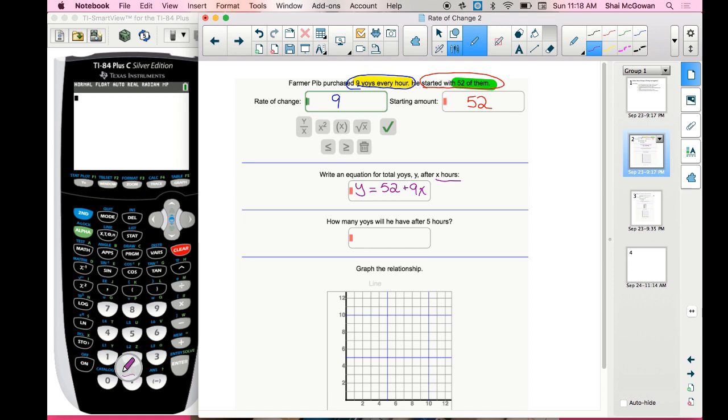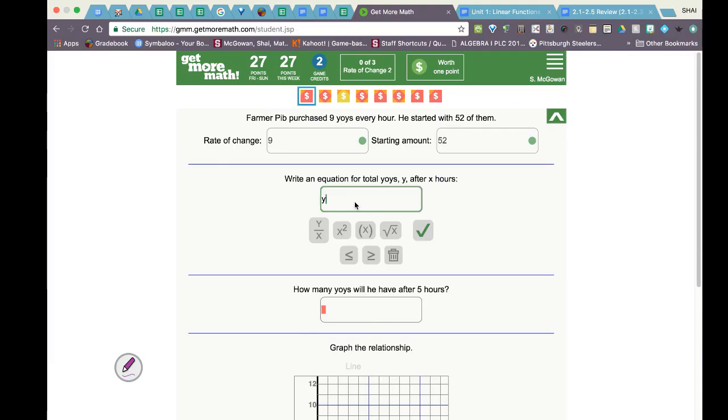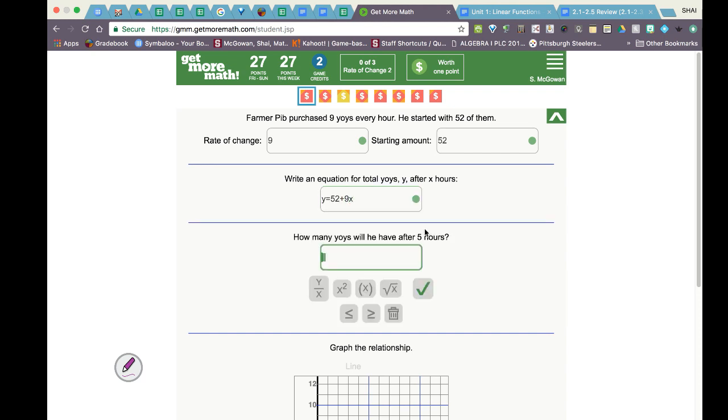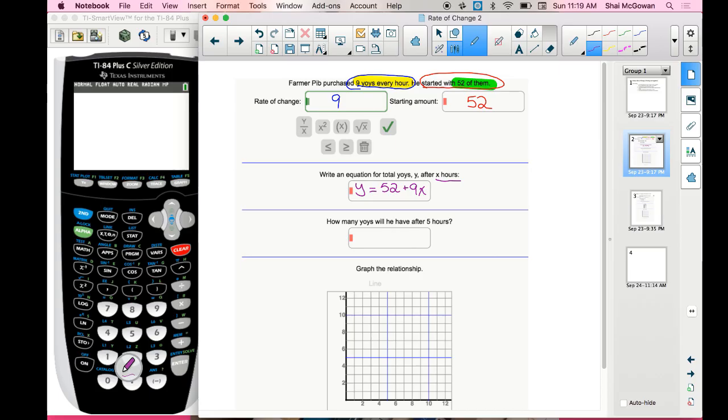So I'm going to go into GMM now. Y equals 52 plus 9x. And now let's check it. So that's good. We don't want to continue if they're not correct. The fourth question says, how many yoys will he have after 5 hours?